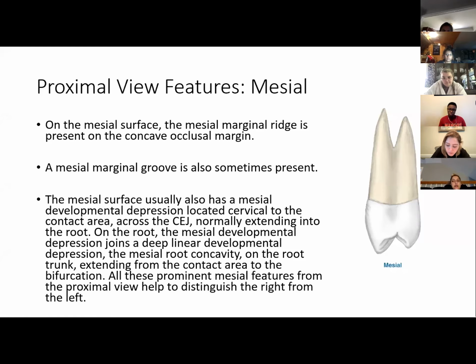Can you guys see me pointing? No. Okay, I gotta go up here. How about here?